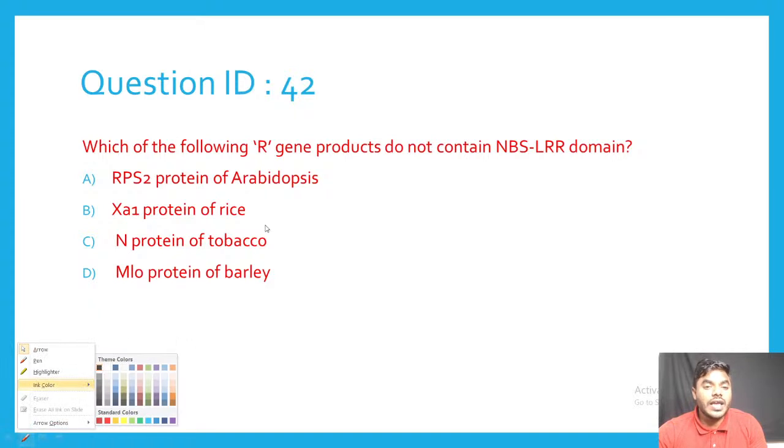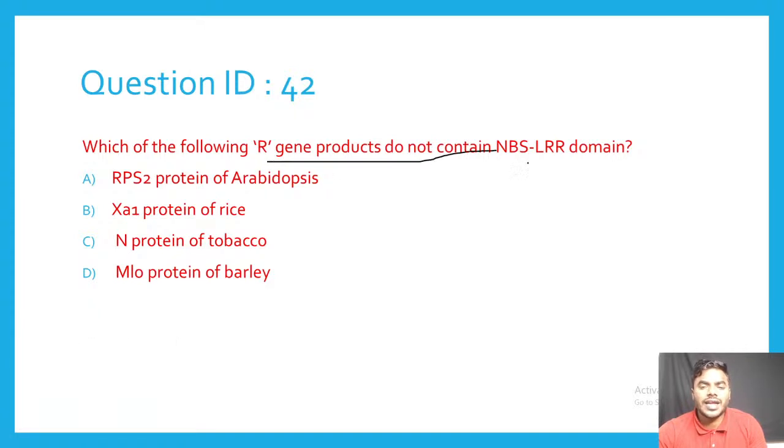Which of the following R gene products do not contain NBS LRR domain? You know, this is not a logical question. Most of the students won't read this. Even though you don't answer, that's okay, no problem.